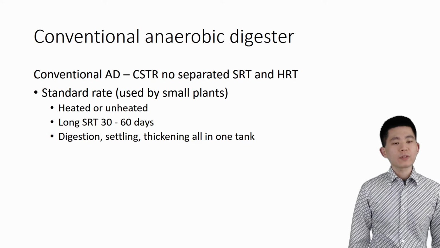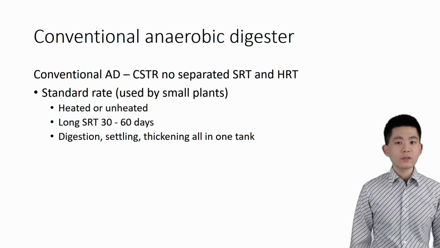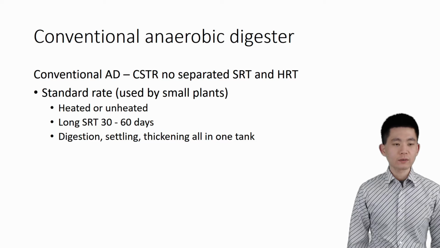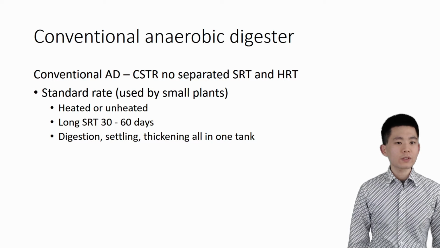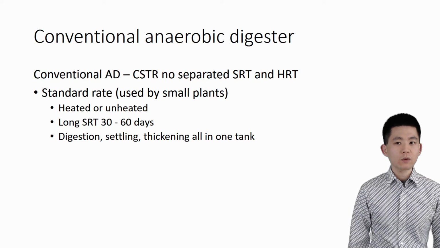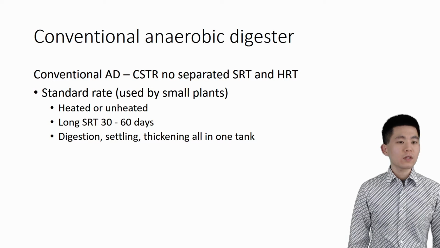The most commonly seen conventional anaerobic digestion is a single CSTR with no SRT-HRT separation. Therefore, to achieve long enough SRT to avoid washout, a large reactor is needed to maintain a high HRT. The standard rate systems typically used by small plants are unmixed, can either be heated or unheated for low-cost operations, and their SRT can range from 30 to 60 days to achieve sufficient reaction. That single tank digests, settles, and thickens the biosolids.